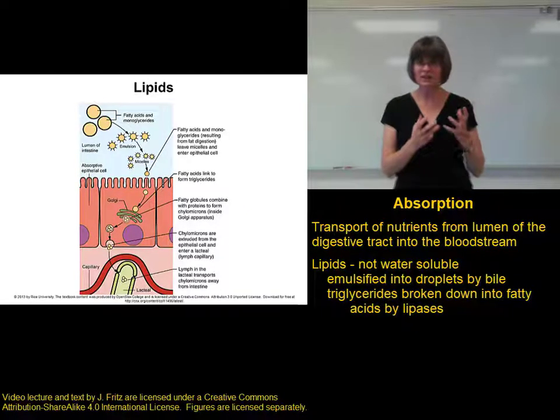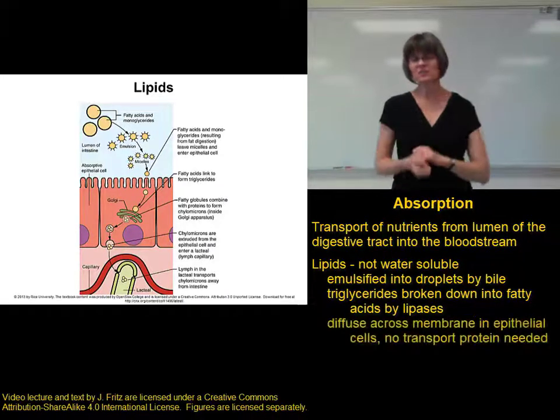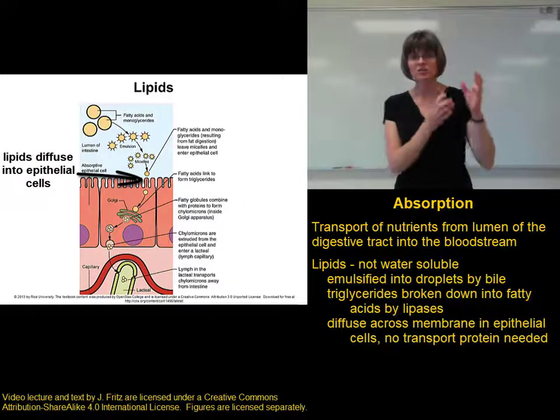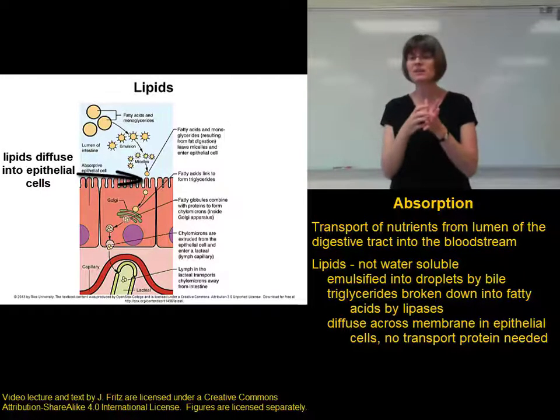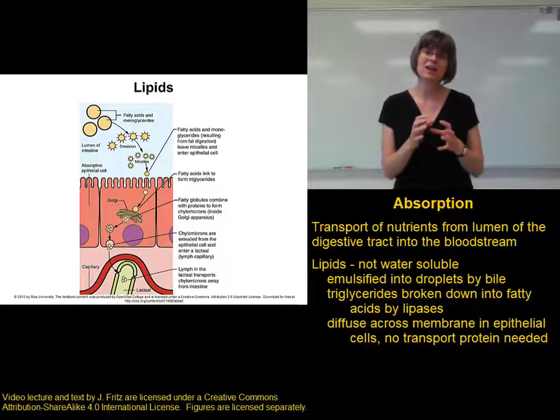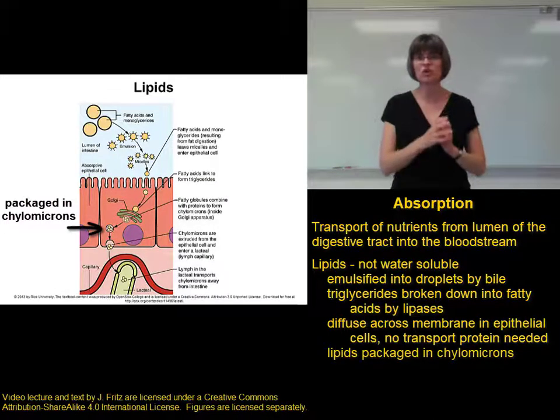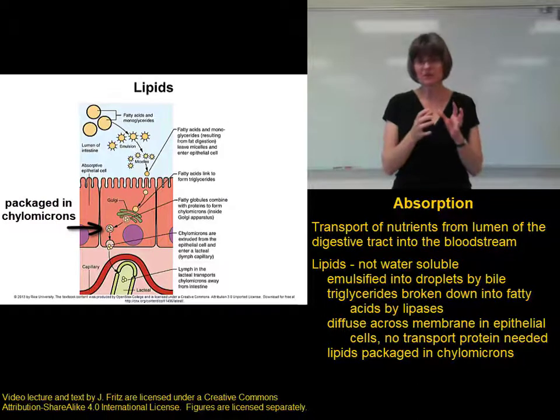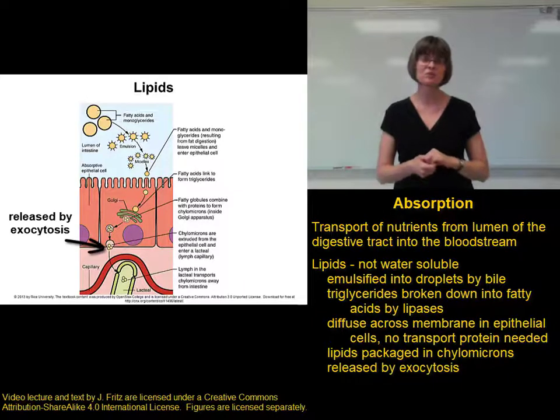These fatty acids, as well as other types of lipids like cholesterol and other steroids, phospholipids, all of these, since they are nonpolar, they can cross the membranes themselves without transport proteins. So the lipids, once they're broken down into tiny pieces, are absorbed by simply diffusing into the epithelial cell. They don't need a transport protein. Once we get the lipids into the epithelial cell, we have to have a way to get them out on the other side. And to do that, we package the lipids up into little packages called chylomicrons. These chylomicrons are put together into a vesicle and released on the other side of the epithelial cell by exocytosis.